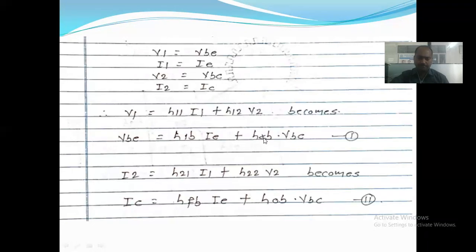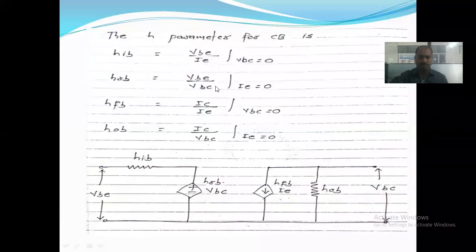To find out the HRB, we make the other parameter zero. Here the current should be zero, which means the whole term should be zero, right? So HRB equals VB divided by VBC when IE equals zero. See, VB divided by VBC when IE equals zero, right?